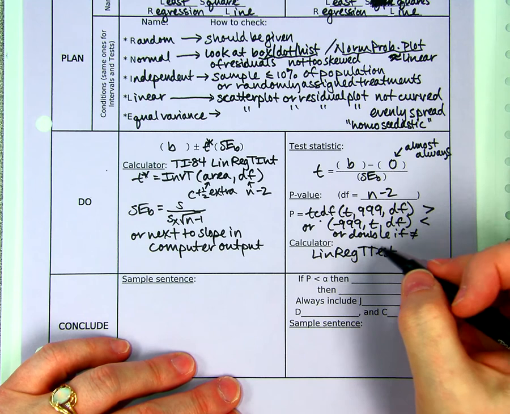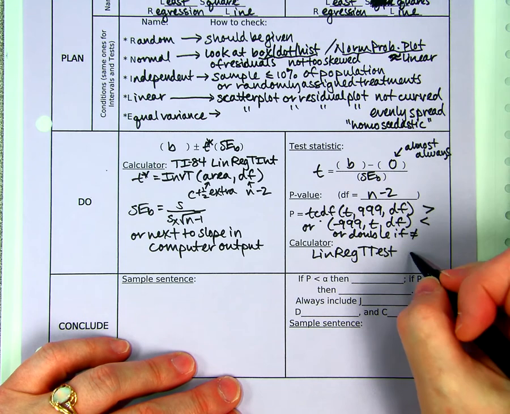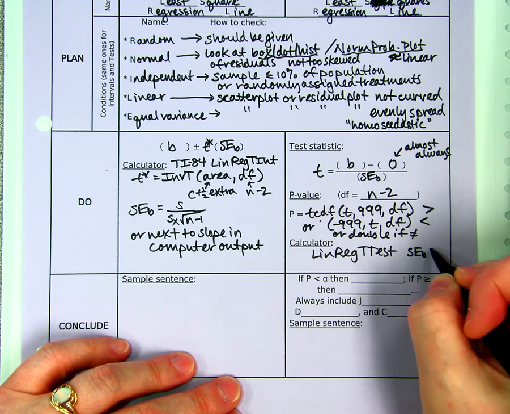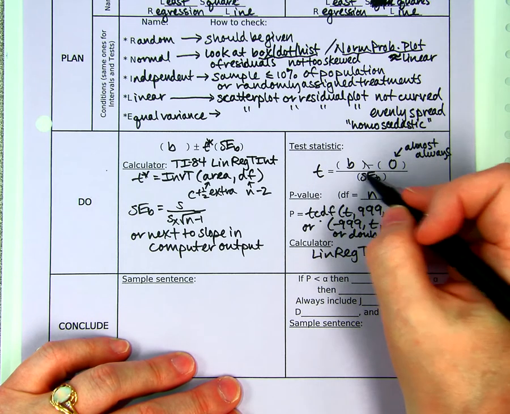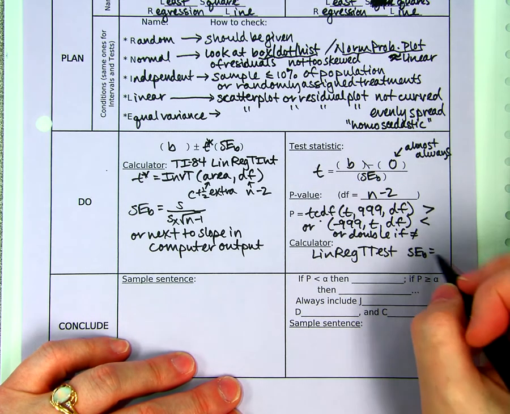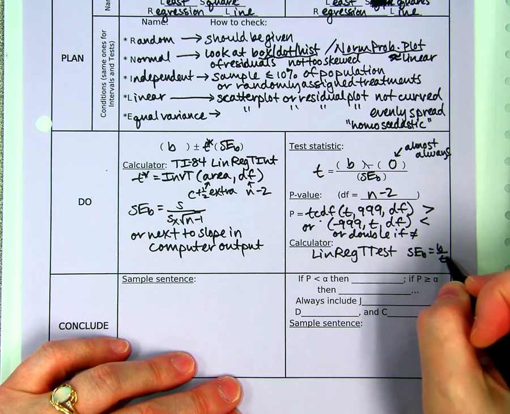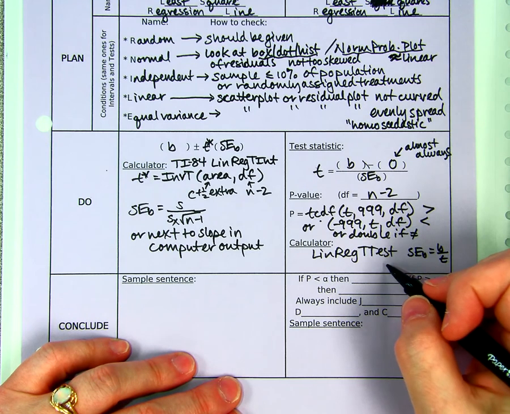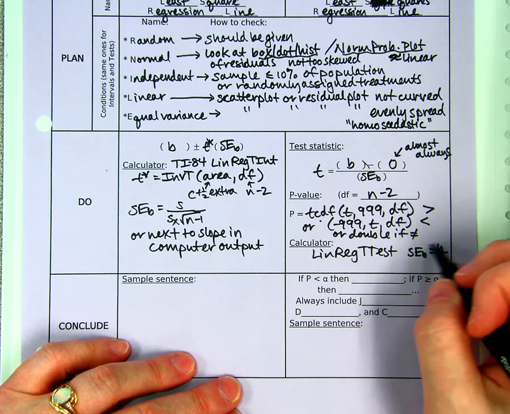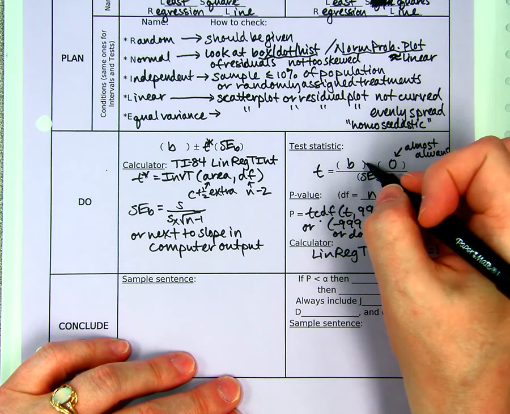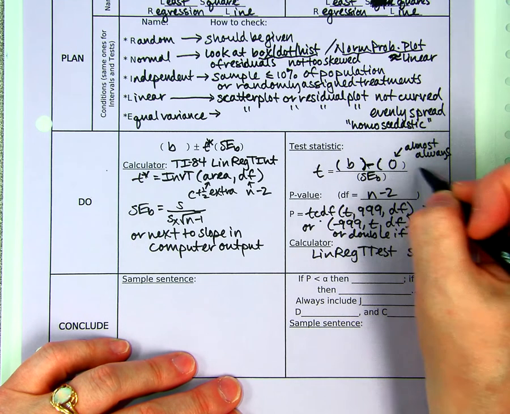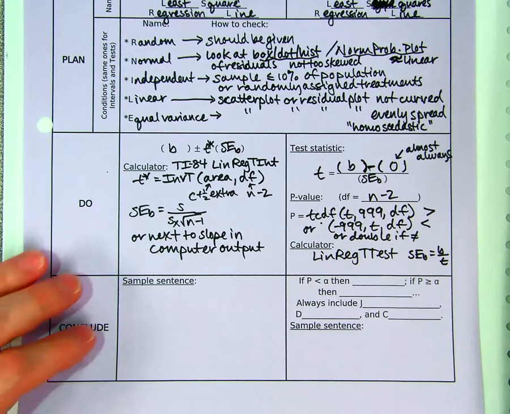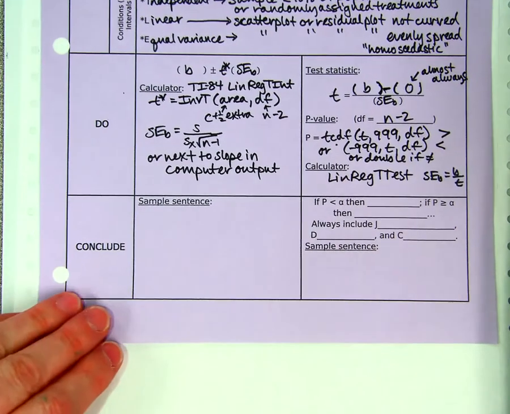And it will not tell you what SEb is, but you could find SEb, as I said before, by rearranging this formula. So switch the t and the SEb, and you would get b over t. If you're using the calculator and you want to show work thoroughly, you would calculate it this way and then plug it into this formula. And that's more likely to happen on your next project instead of on a quiz. Because on a quiz, I think I'm just going to give you computer output. That's how it's normally done.